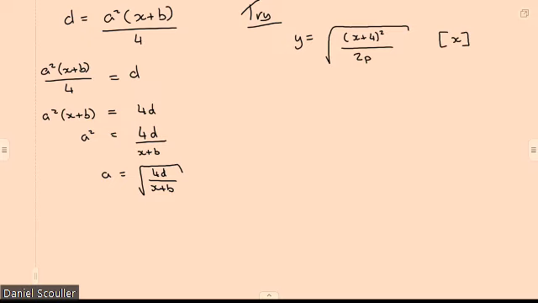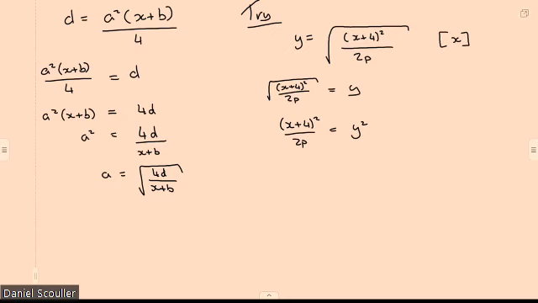Make x the subject. First thing that moves across is that root sign. Oh, sorry, let's change it side on. x plus 4 squared over 2p. That root sign just takes over the world, so let's get rid of that. It becomes a squared.